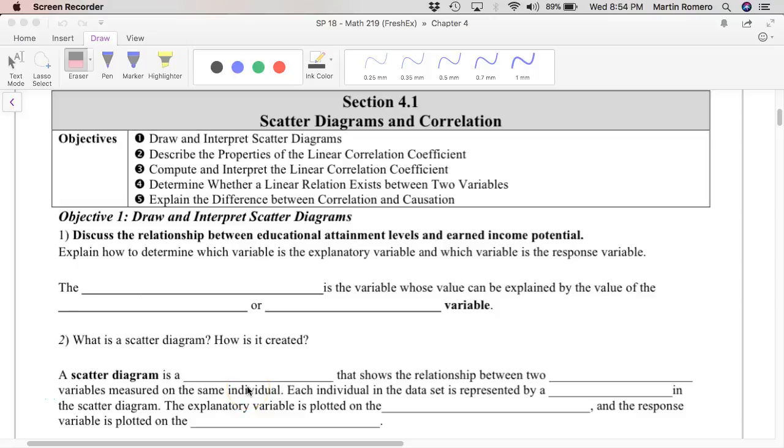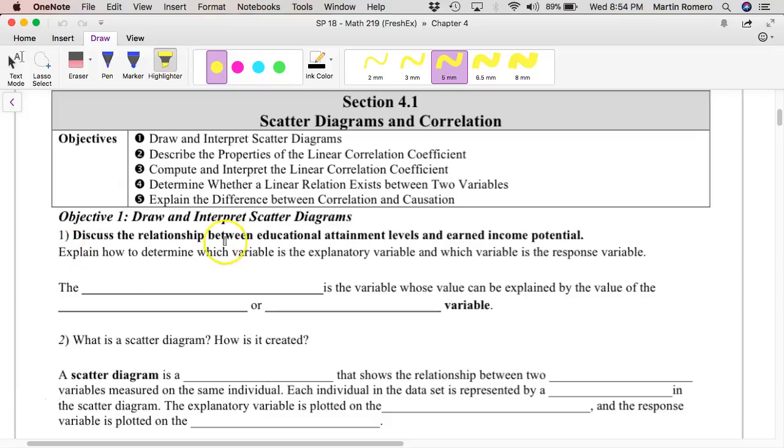This video is for lesson 4.1. So have your note sheets out, your book available, so we can take a look at the ideas here. Chapter 4 begins with a question.